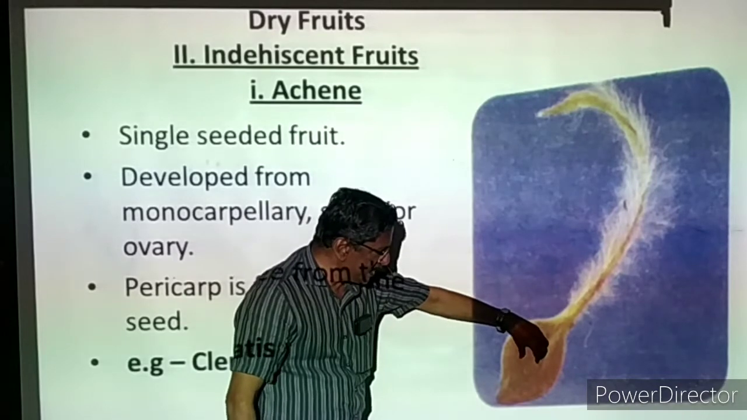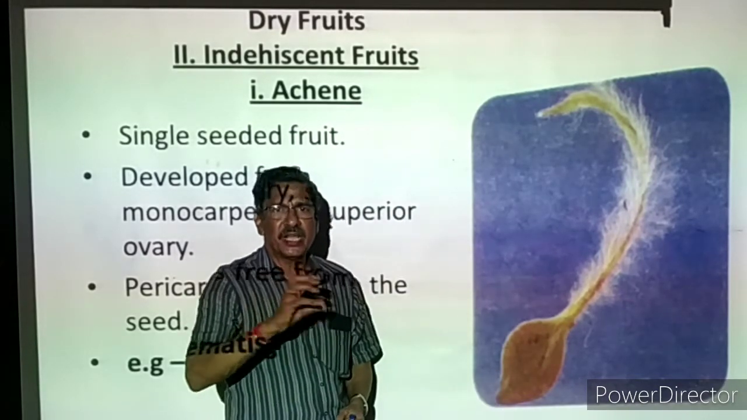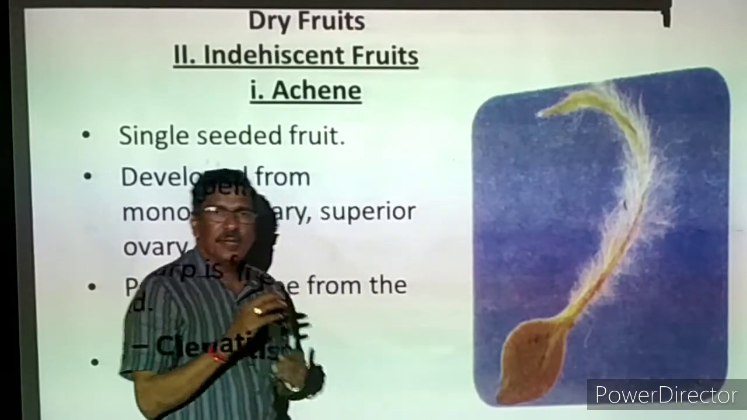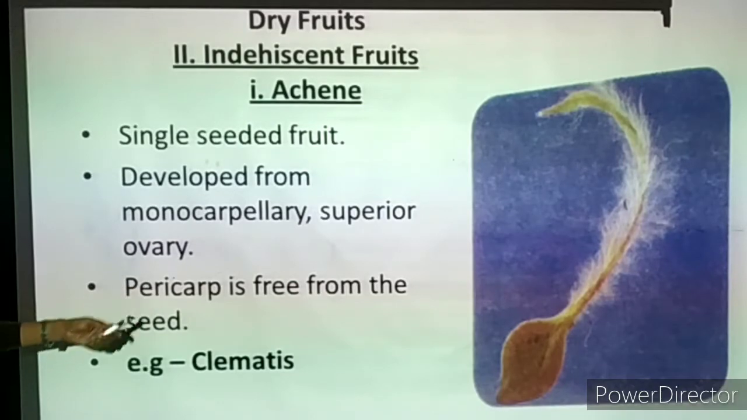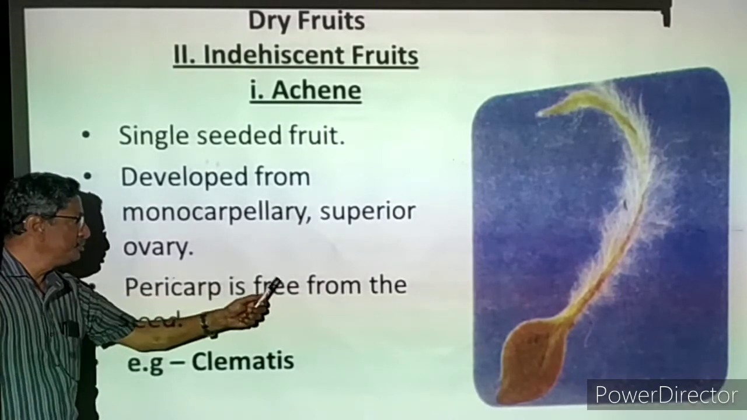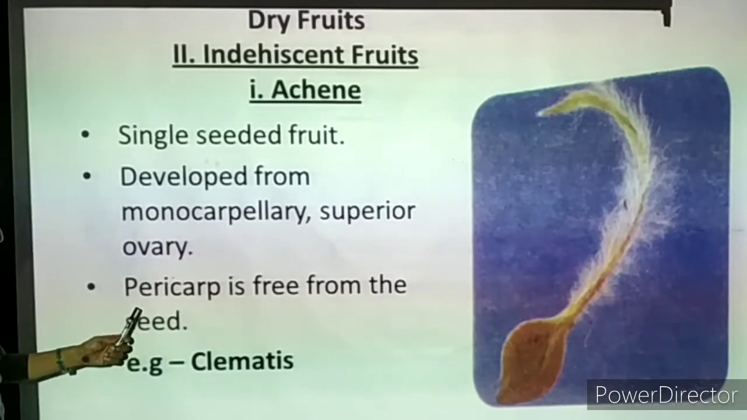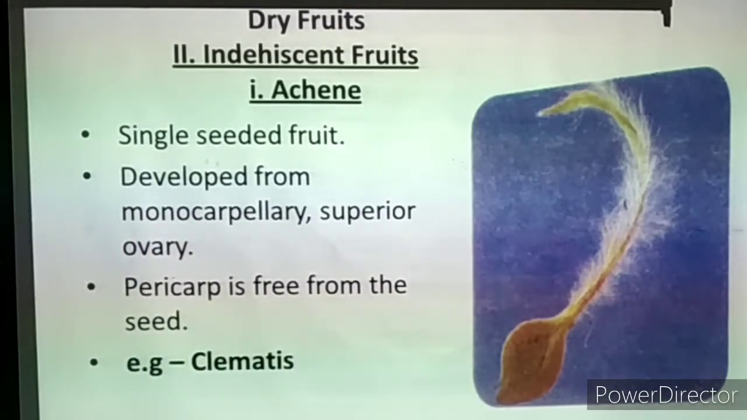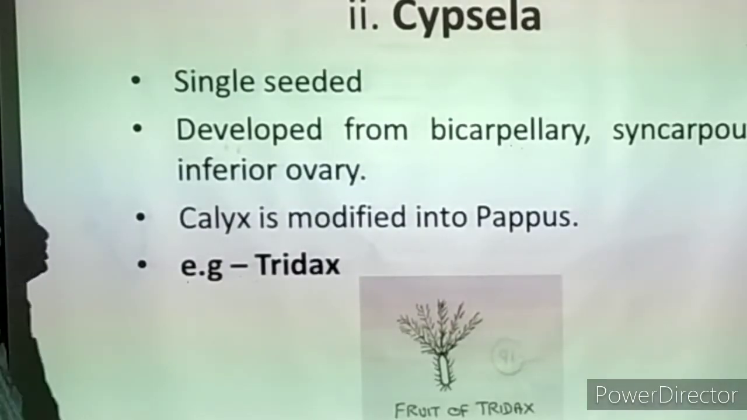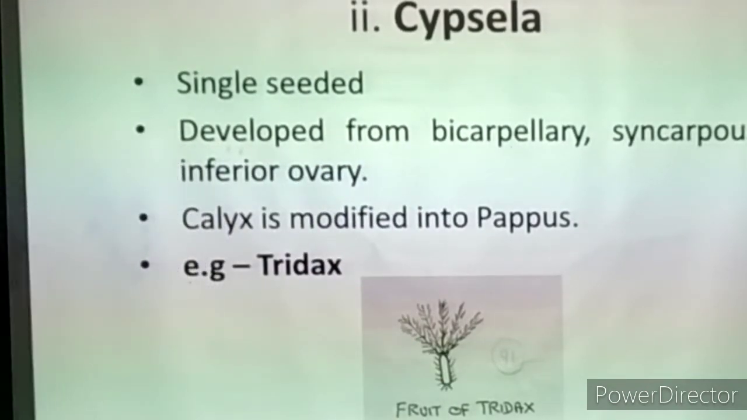Okay, so what will happen after thorough drying? Pericarp will be there, seed is there, the seed is not attached to the pericarp anywhere, so the seed will be shaking, moving here and there. That is, the pericarp and the seed coat are not fused, they are free from each other. The presence of a free seed in the pericarp is the character of achene. Example, Clematis. That is a picture of Clematis.